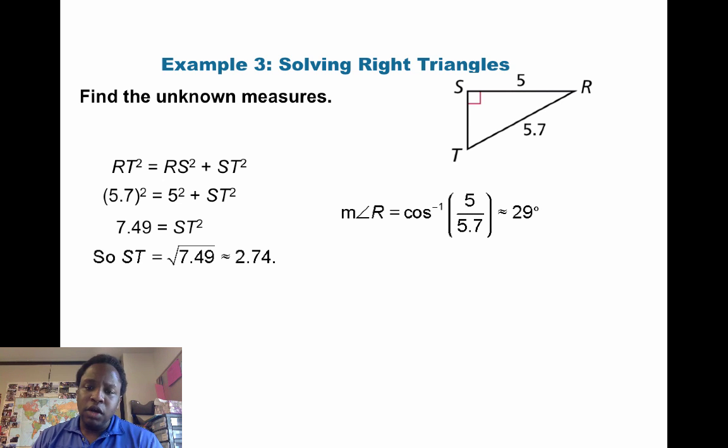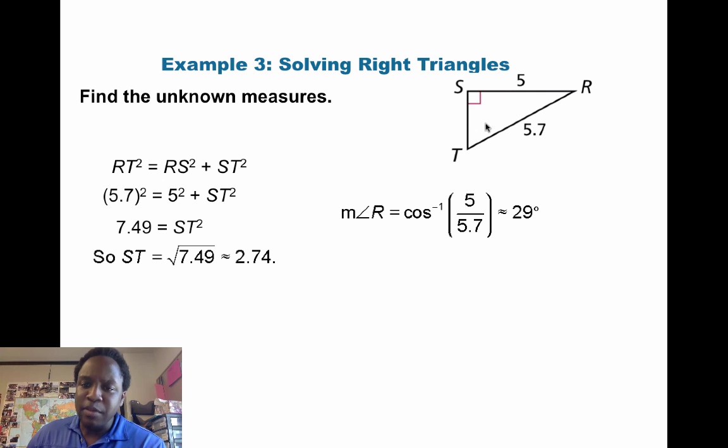All right, so now if we want to find the measure of angle R, we know the adjacent side and the hypotenuse. So that means we're going to use cosine. And since we're trying to find the angle measure, we are going to use inverse cosine or arc cosine.